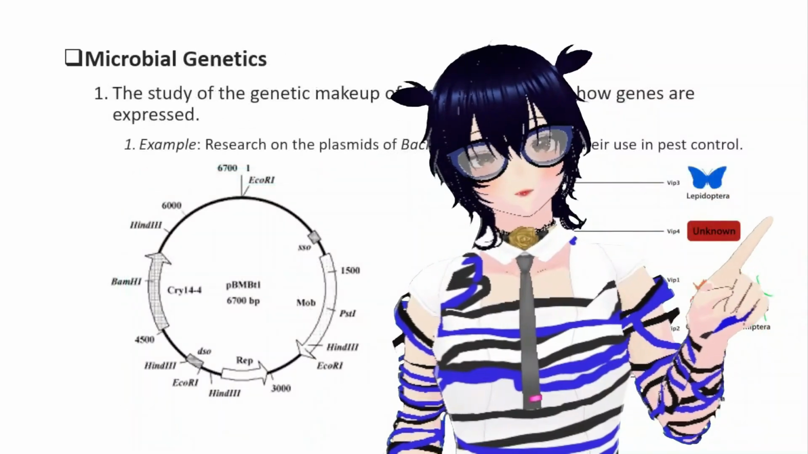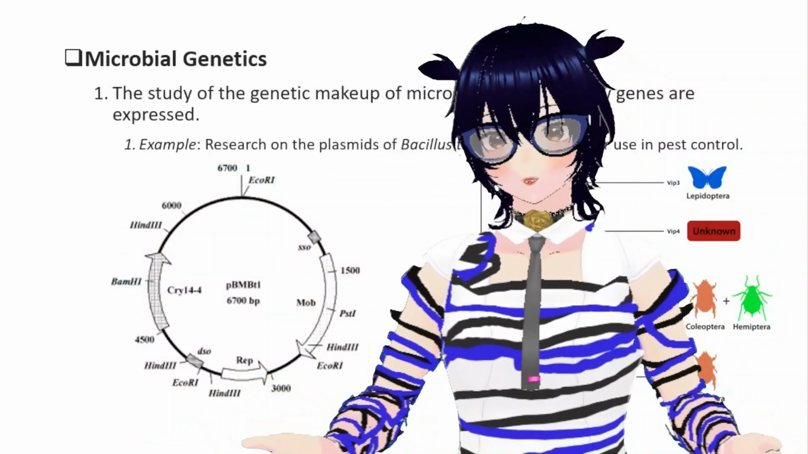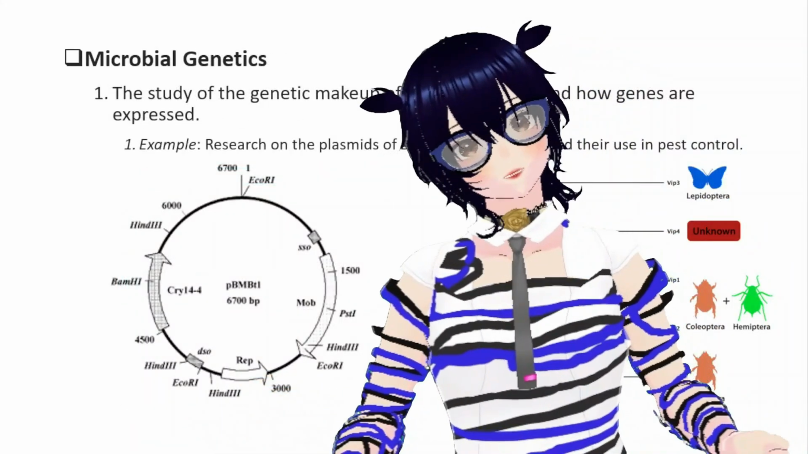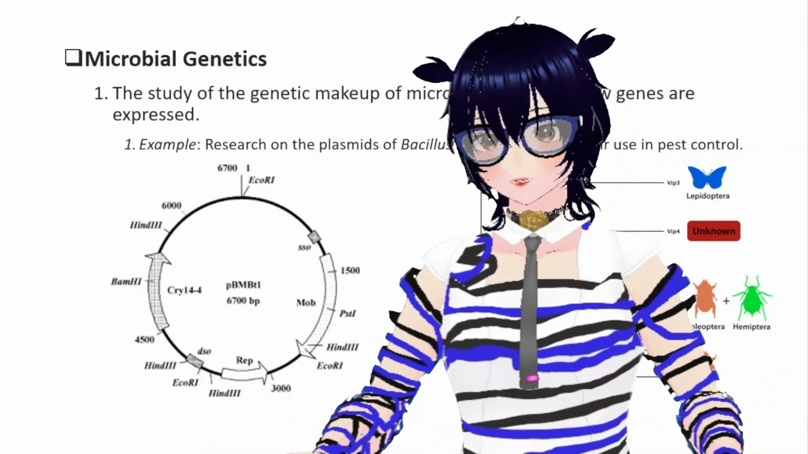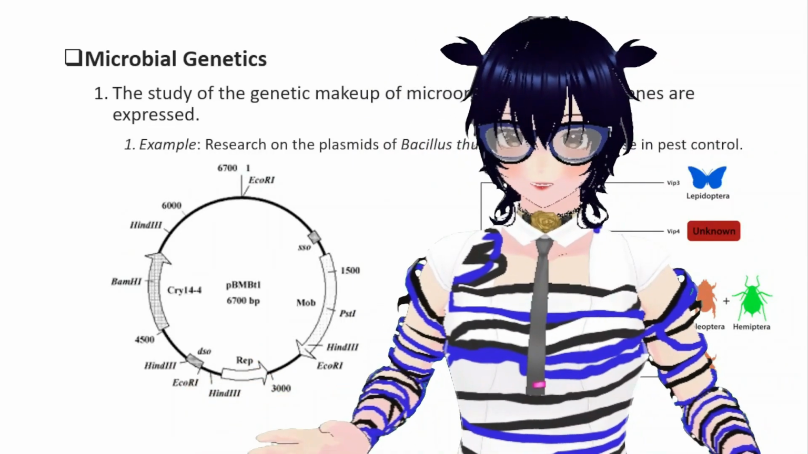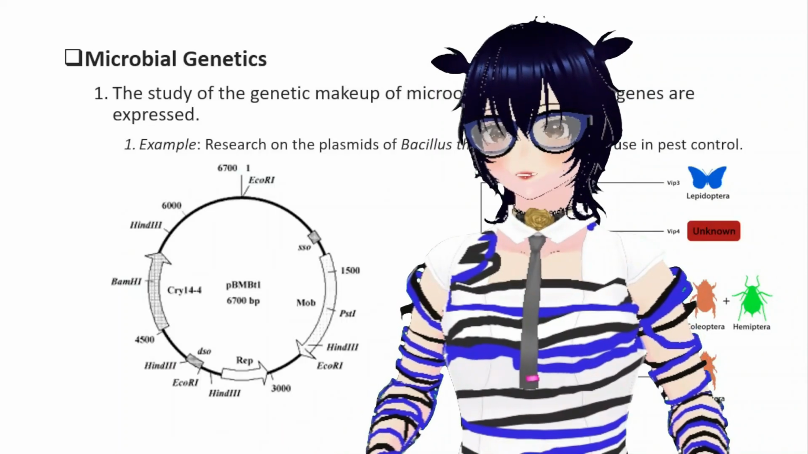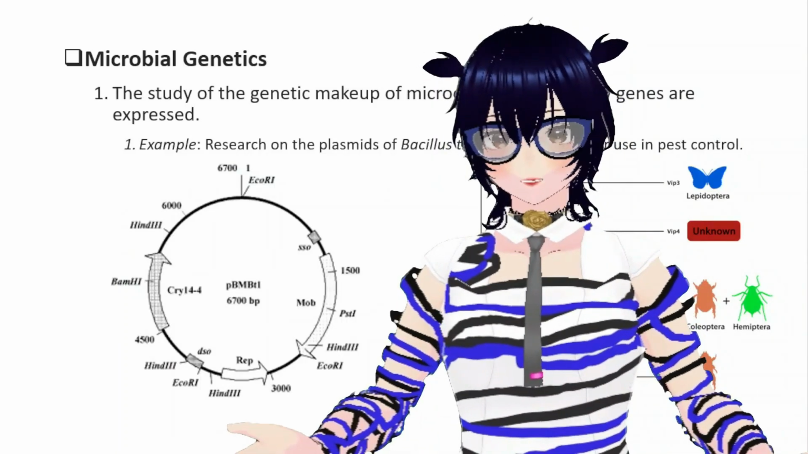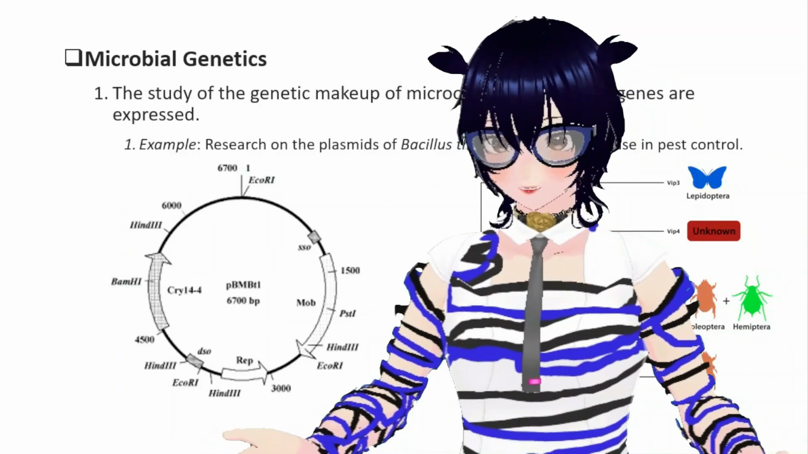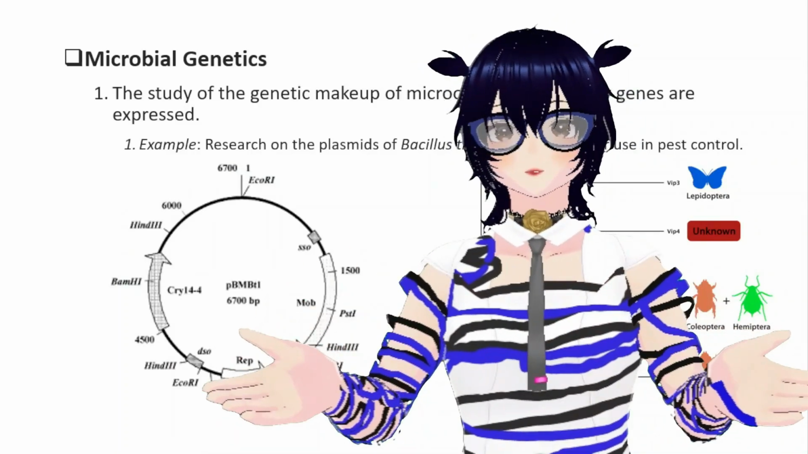Microbial genetics is the study of the genetic makeup of microorganisms and how genes are expressed. Everything that is related to DNA and RNA comes under the category of microbial genetics. The DNA and RNA of microorganisms all come under this category.